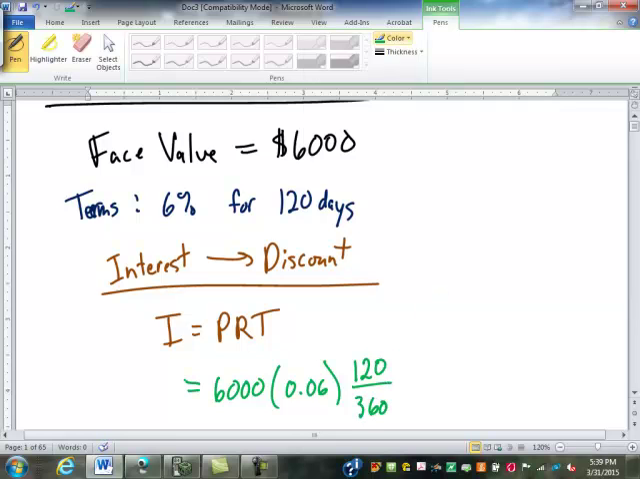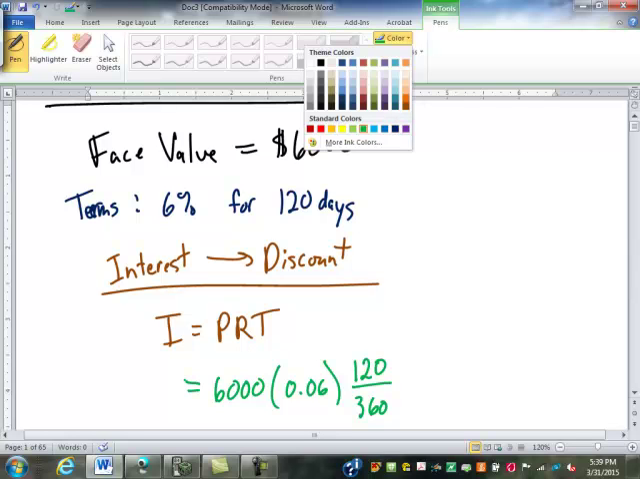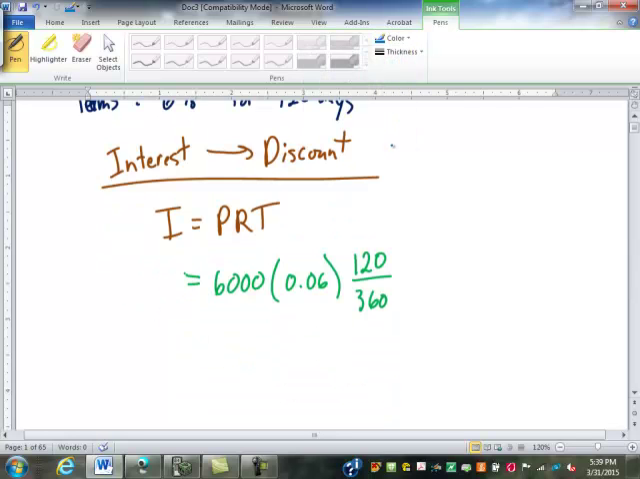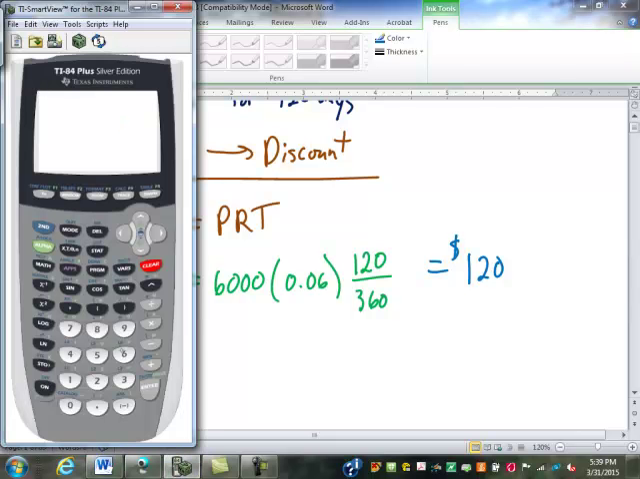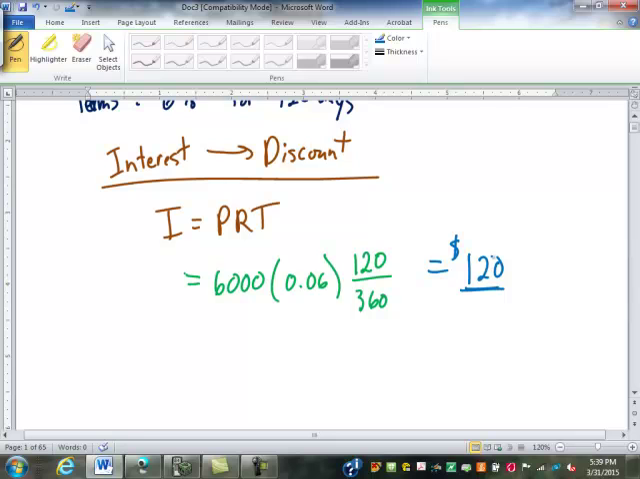We're going to leave it as 120 over 360 for now, just because it doesn't always work out so neat. So that means this is $120 in interest if we multiply that out. For those of you following along on the calculator, it would be just 6,000 times 0.06 times 120 divided by 360. Yes, $120 in interest is correct. So that is the interest, but in a discount note, it's what we call the discount.